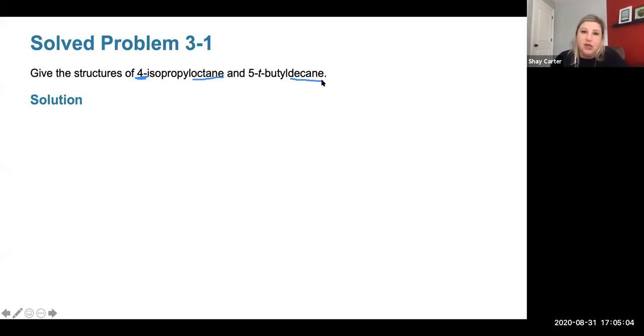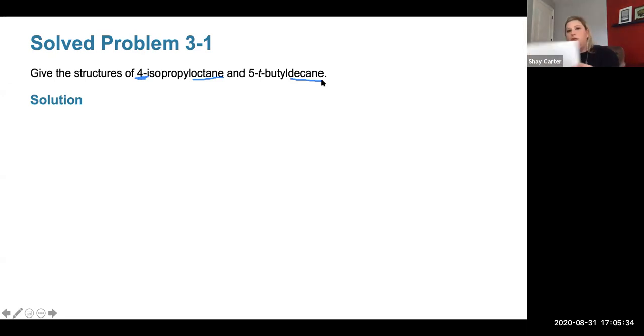Okay, so a T-butyl is a tertiary butyl group, which means that it's going to be shaped like a cross. I'm actually going to have a central carbon and then kind of 3 methyl groups around it. And I know that my tertiary butyl group is going to be on carbon number 5. Okay, so I'm going to number my carbons. 1, 2, 3, 4, 5, 6, 7, 8, 9, 10.